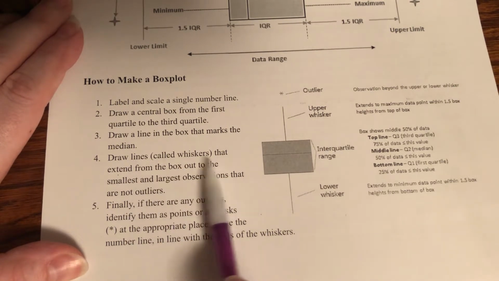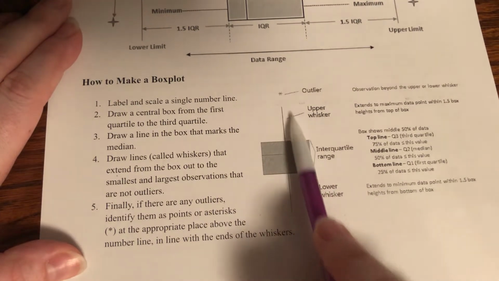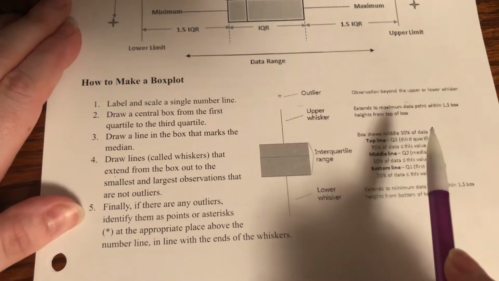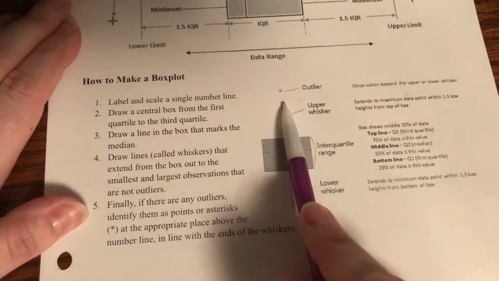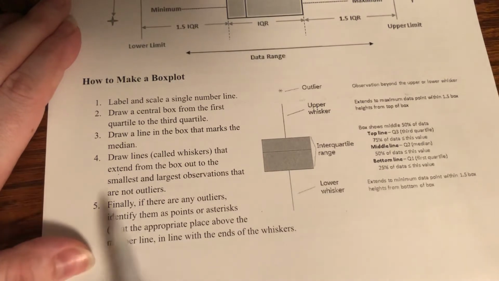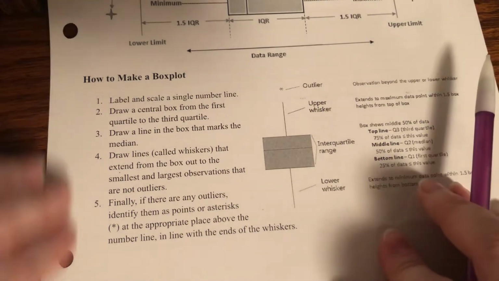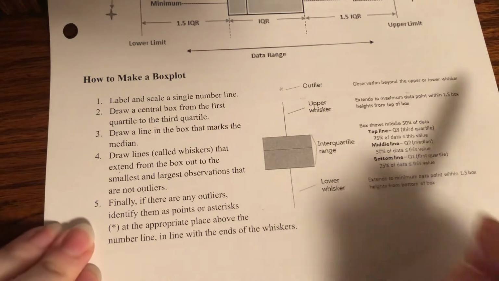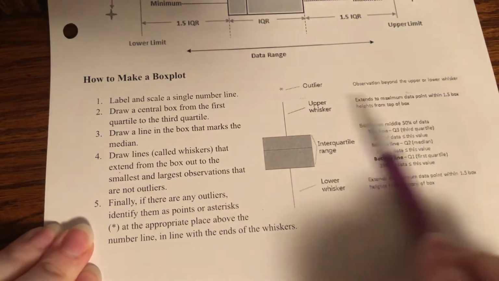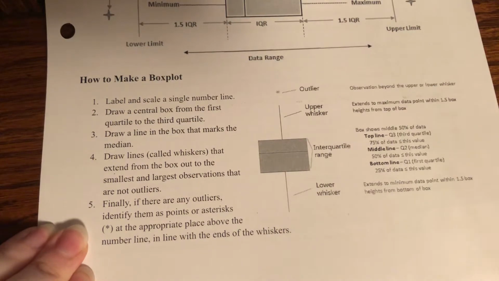Draw lines called whiskers that extend from the box out to the smallest and largest observations that are not outliers. Note that they will end at numbers that are not outliers, that are actually part of the data set. And if there are any outliers, identify them as points or asterisks at the appropriate place above the number line in line with the ends of the whiskers. You can see a visual description over here of what I mean by each of those things.